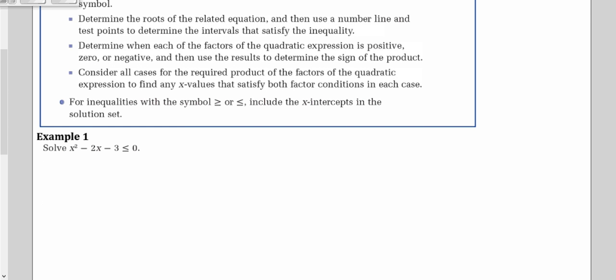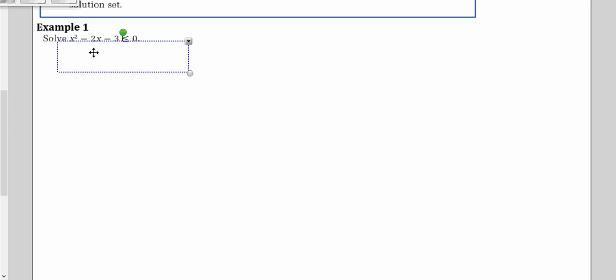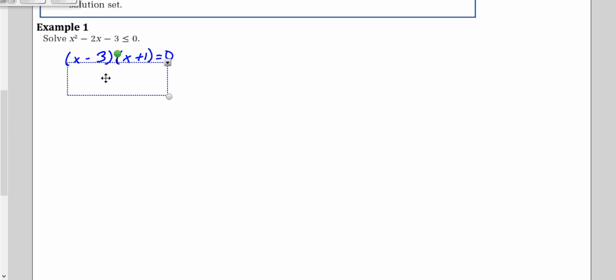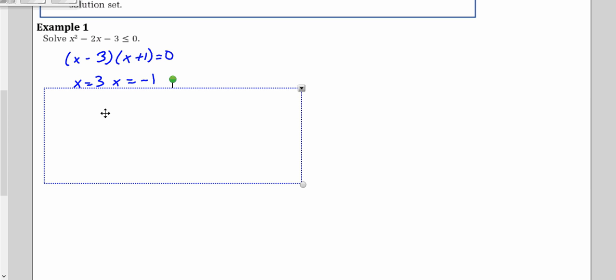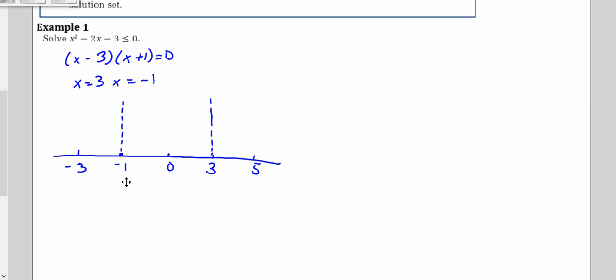This first example, we are going to solve using roots and test points. The first thing that we're going to do is factor this so that we can find out what the roots are. And the roots are x equals 3 and x equals -1. From there, we're going to set up a number line. These dashed lines here are our roots at -1 and 3.